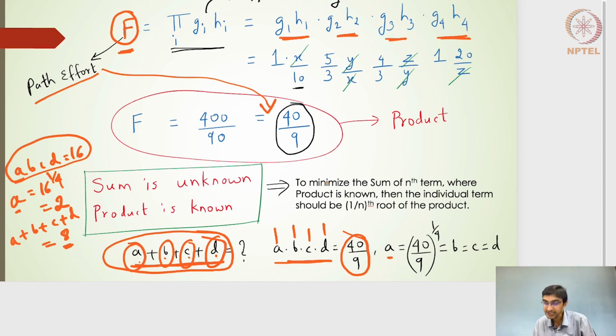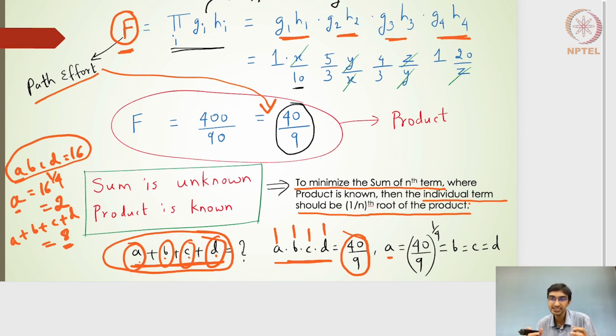To generalize this, what I've stated here is to minimize the sum of n terms. So in this case, I have 4 terms because there are 4 stages. But if there are n stages, and if I want to minimize the sum of those n stages, where the product is known, then the individual term should be the 1 by nth root of the product. Right? So this is a very general statement applicable in the linear delay model for the n stages.